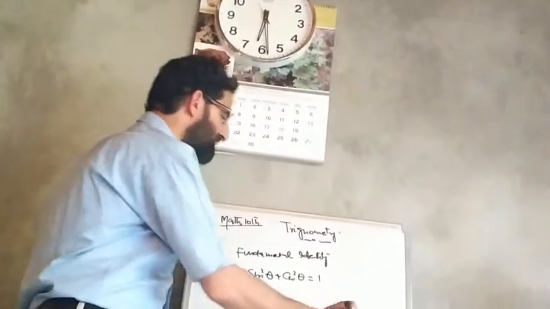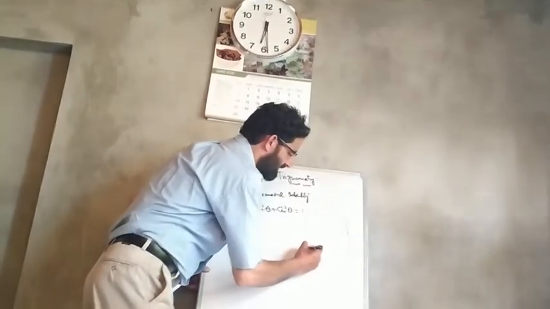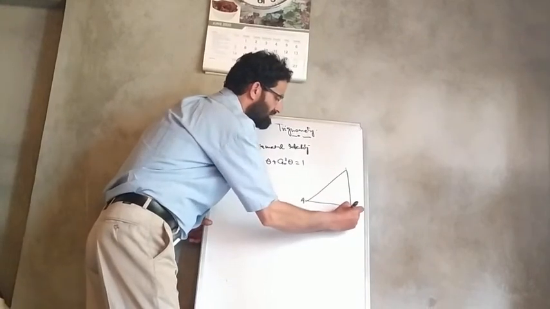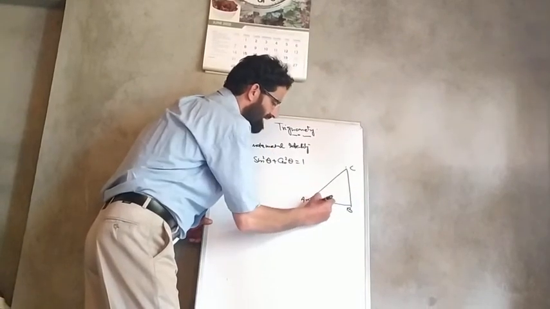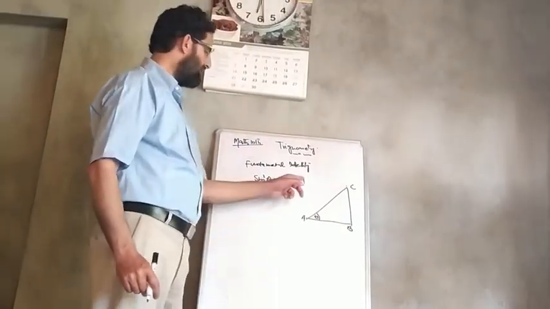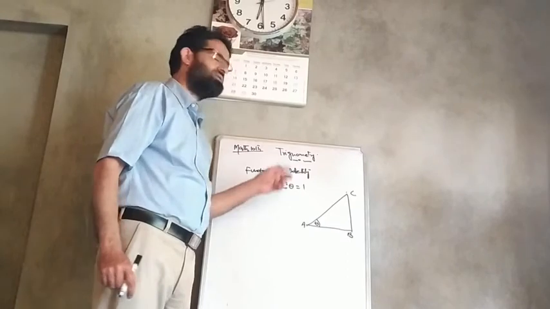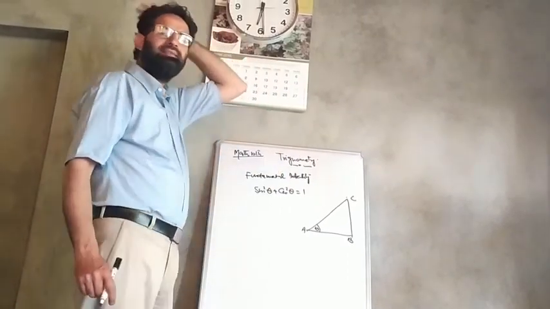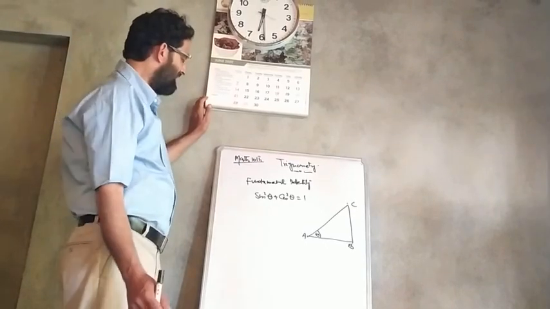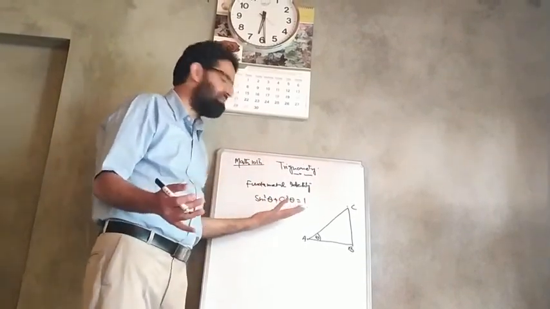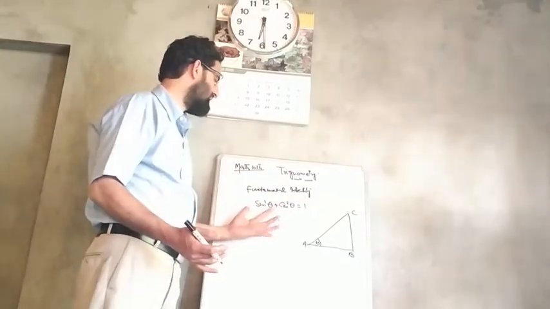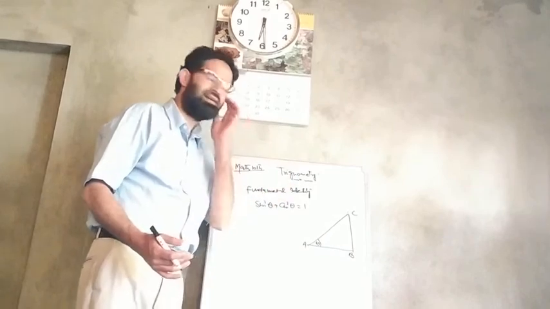It's very simple. Let's take a right angle triangle ABC, and this is angle theta. Now we have to prove that sin square theta plus cos square theta is equivalent to 1. This is called the fundamental identity, or we can call it basic identity, because all other identities have been derived from this. We shall discuss how we can derive other identities from this.